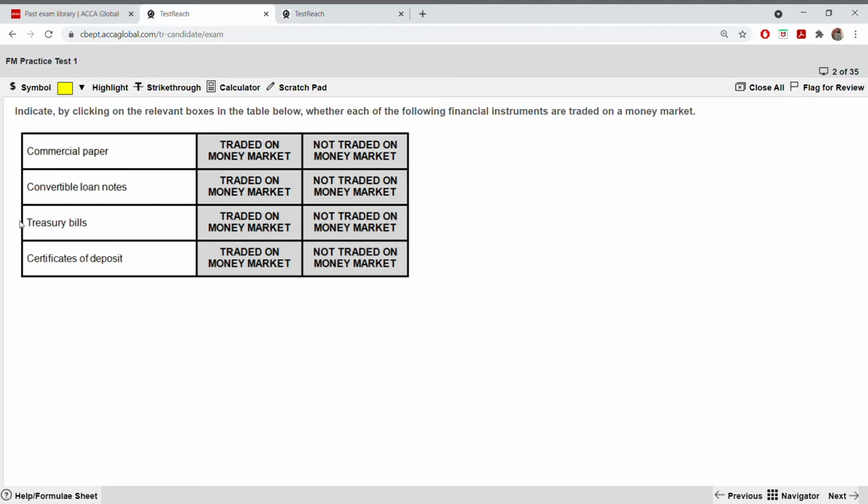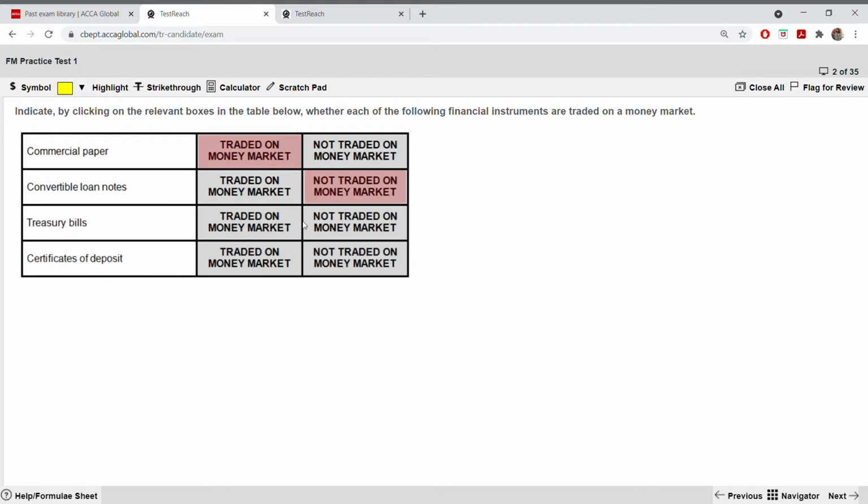So commercial paper, is it traded on money market or not? It is traded on money market. Convertible loan notes, is it traded on money market or not? It is not. For that you should know what is money market. Okay. Next.